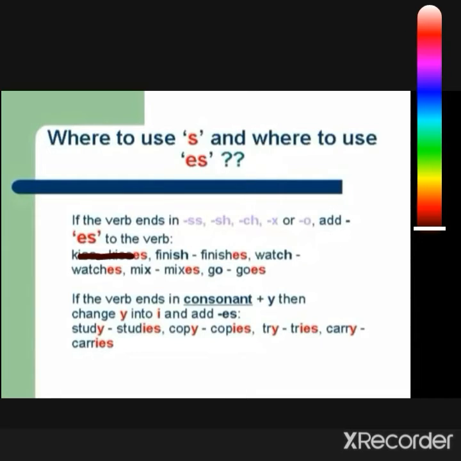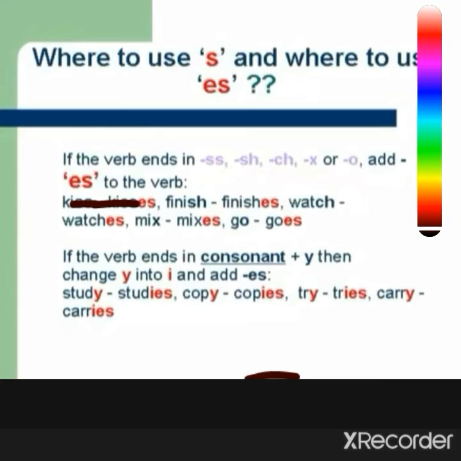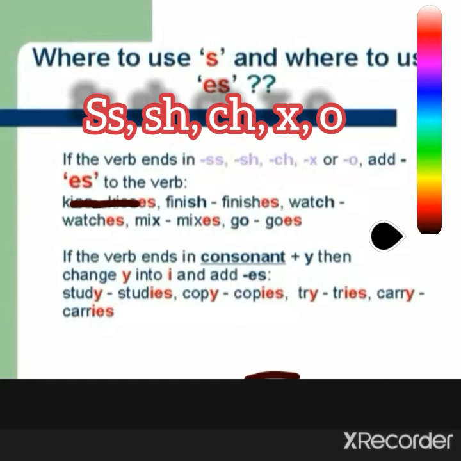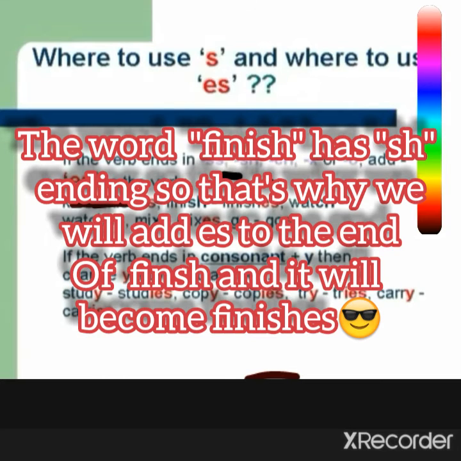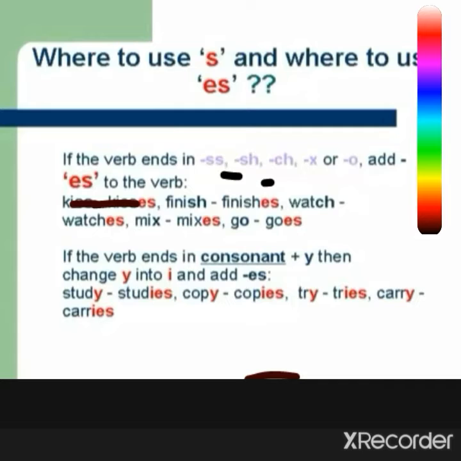But here a question arises: where to use s and where to use es? If the verb ends in double s, sh, ch, x or o, add es to the verb. For example, if the verb is finish, you will add es at the end of finish. It will become finishes. Watch will become watches. Mix will become mixes. Go will become goes. Okay, let's make some sentences. She finishes his lunch. She watches movie.